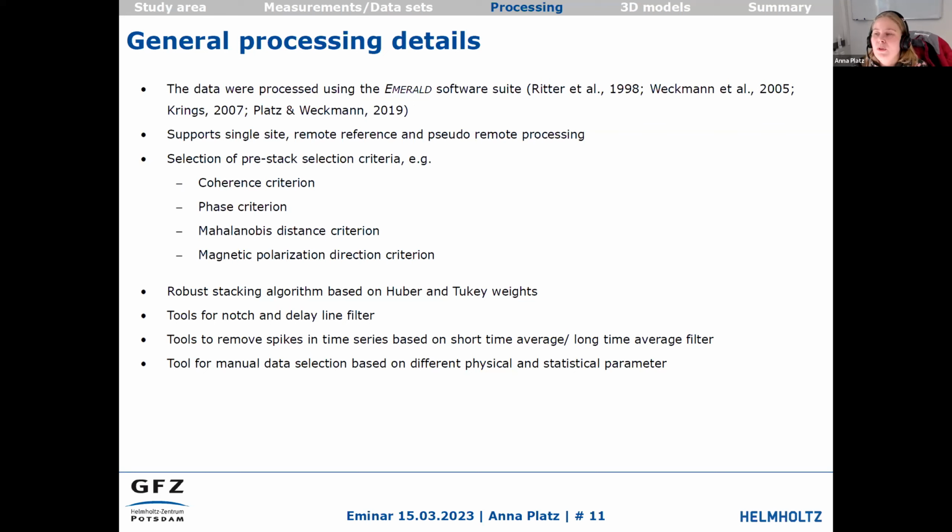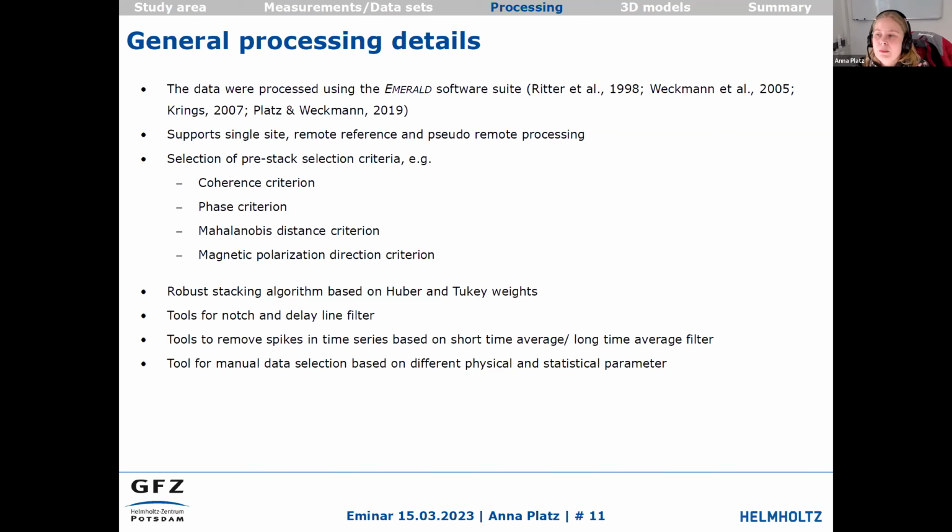Furthermore, the EMinar3 processing consists of a lot of optional pre-stack data selection criteria. I think the most used and most famous ones are the coherence criterion, phase criterion, Mahalanobis distance criterion, and also the magnetic polarization direction criterion. But we also have a lot more of these pre-stack selection criteria.